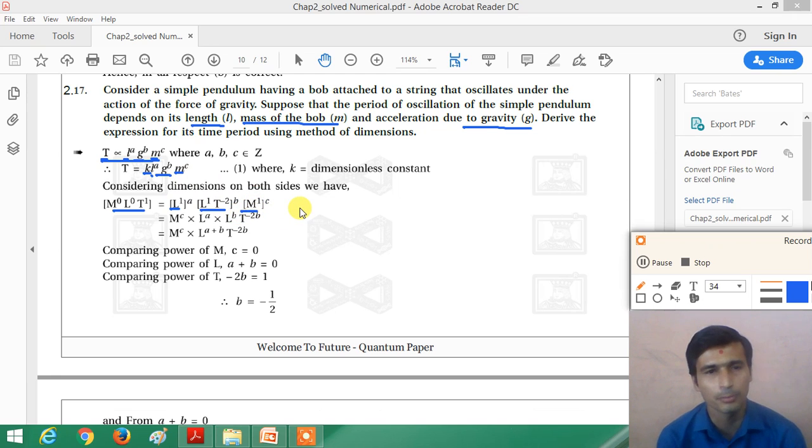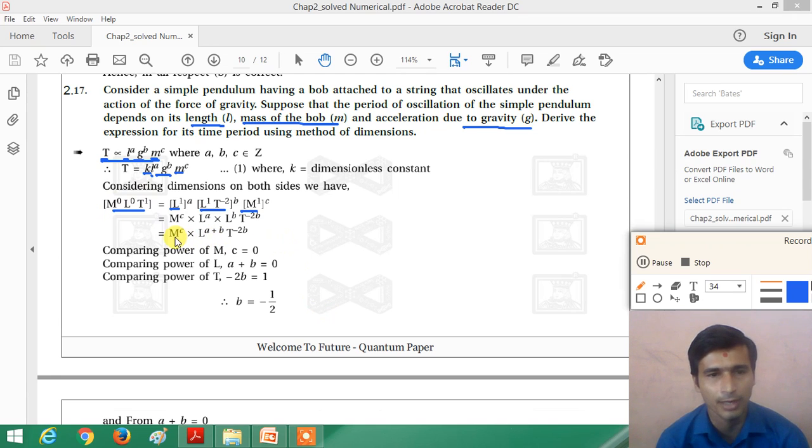So if we compute the dimensional formula of the right hand side, we get L raised to a, L raised to b, T raised to minus 2b, and M raised to c. Combining, we get M raised to c, L raised to a plus b, and T raised to minus 2b. On the left hand side we have M raised to 0, L raised to 0, and T raised to 1. So comparing the powers of M, L, T, we get three different equations.